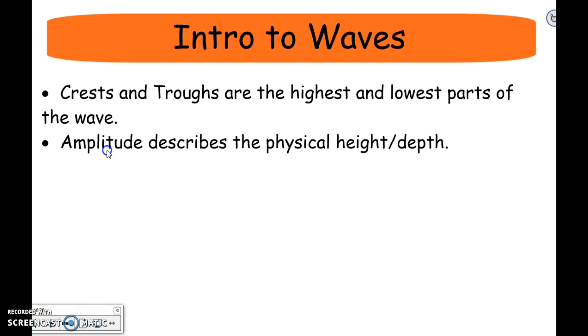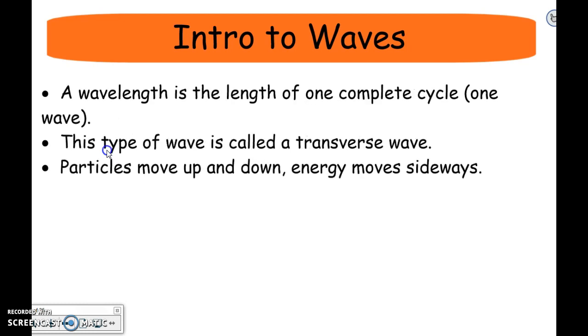But that's called a trough, the lowest part of the wave. A wavelength is the length of one complete wave, one cycle. This is the toughest word I know that you guys have to understand. Wavelength is the length of one complete wave. So generally that means for us either crest to crest or from trough to trough.